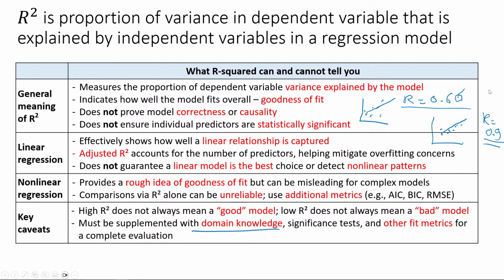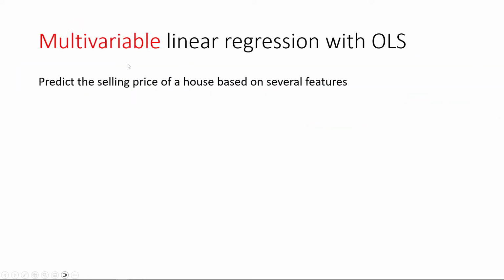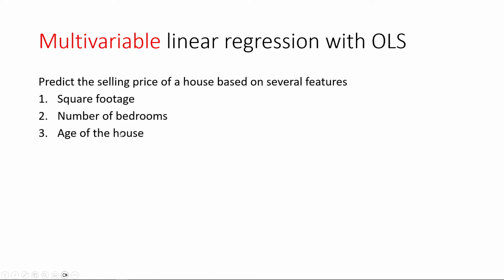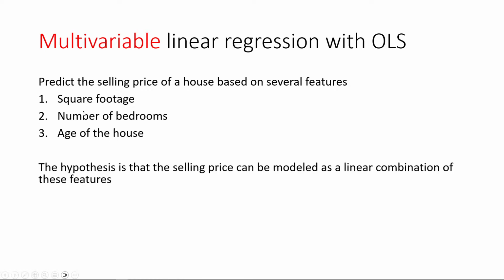Okay, so the last thing I want to do here, let me just go through multivariable linear regression. You can predict, for example, the selling price of a house based on several features: square footage, the number of bedrooms, and the age of the house. These features could predict the sales price of a house. So the hypothesis is that the selling price can be modeled as a linear combination of these features.